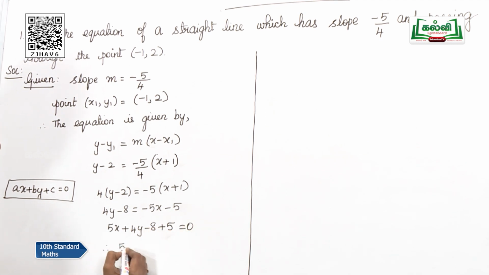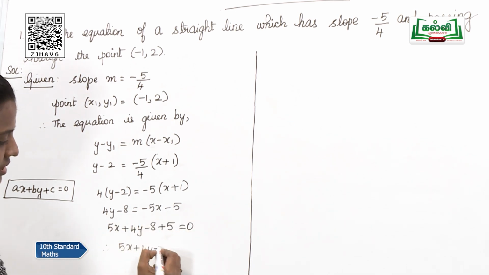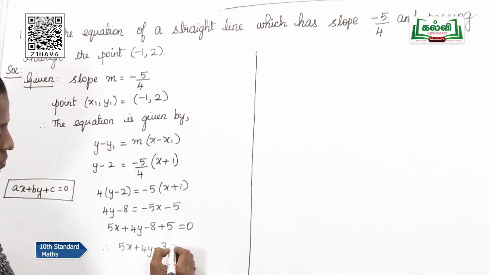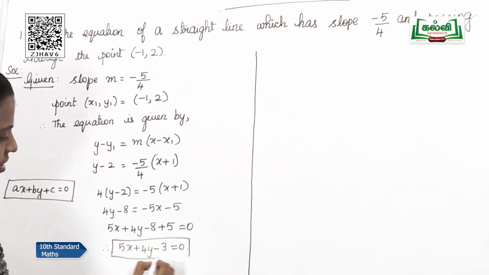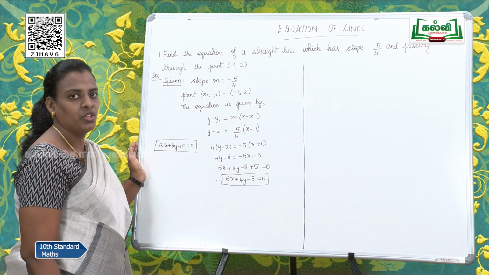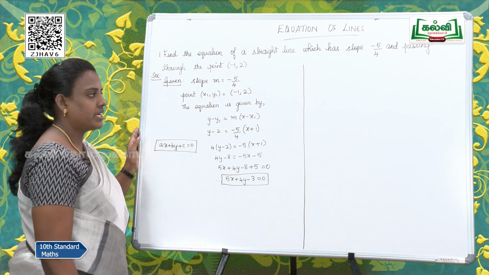Therefore, I get 5x plus 4y minus 8 plus 5, they are numbers of different signs. So, you will subtract and put the sign of the greater number. So, minus 3 is equal to 0. So, you get the equation 5x plus 4y minus 3 is equal to 0. Hope you all understood this. Once again, I will repeat it.